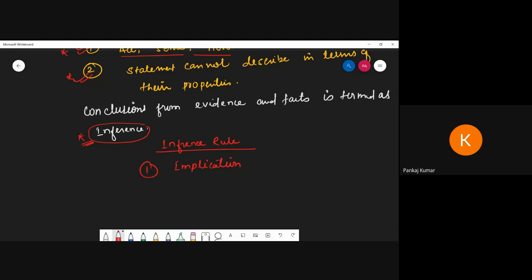So implication, what is the meaning of implication? That means I'm talking about the Boolean implication. So now it covers the concept of propositional logic also. So now it's clear, no problem.